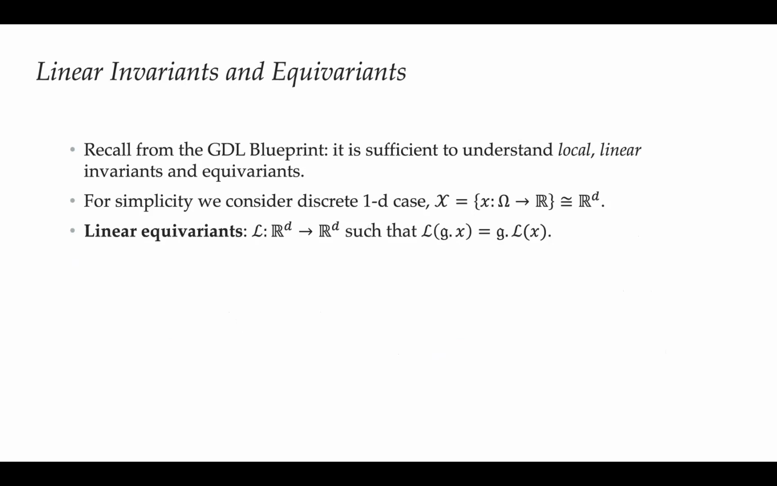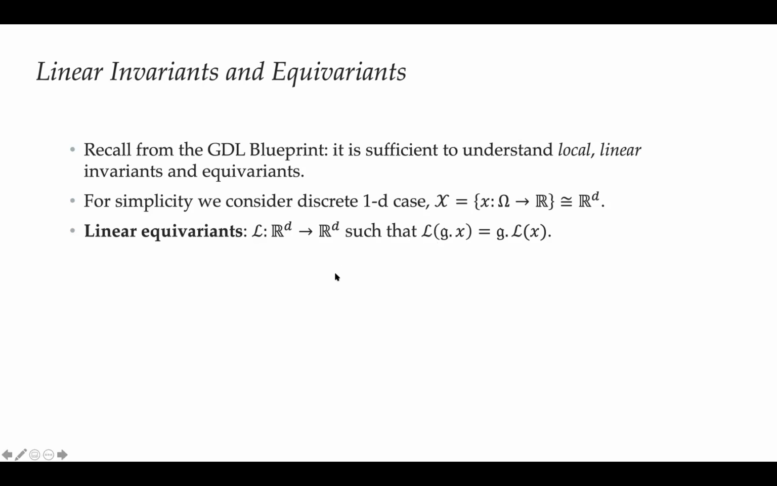Now let's go for equivariants. Okay, so equivariants, again, keeping the same setup. Now we are looking for linear operators. In that case, they are matrices, right? So they map R^d to R^d, and they commute with the action of translations.